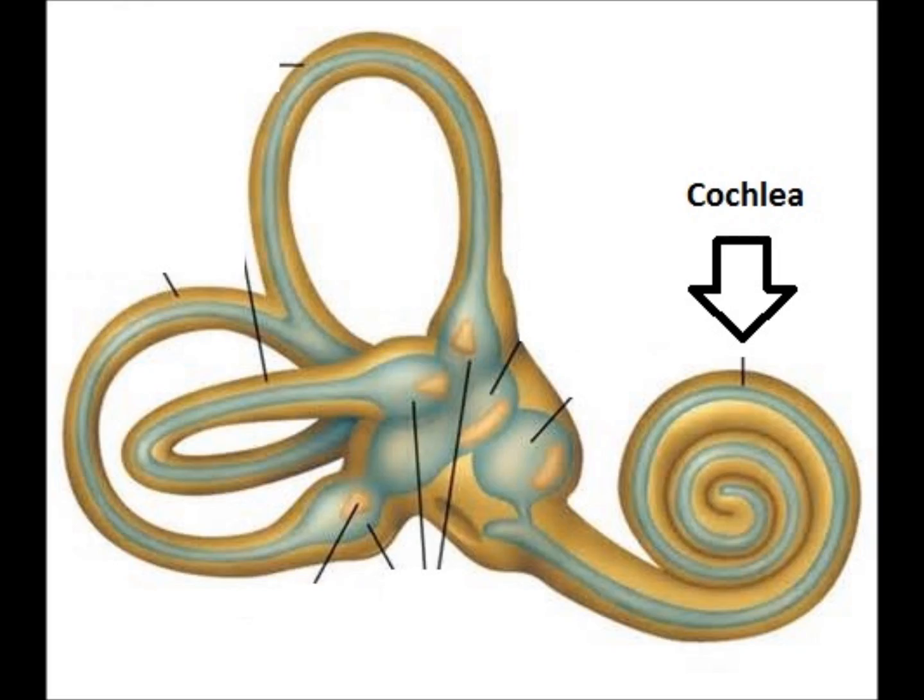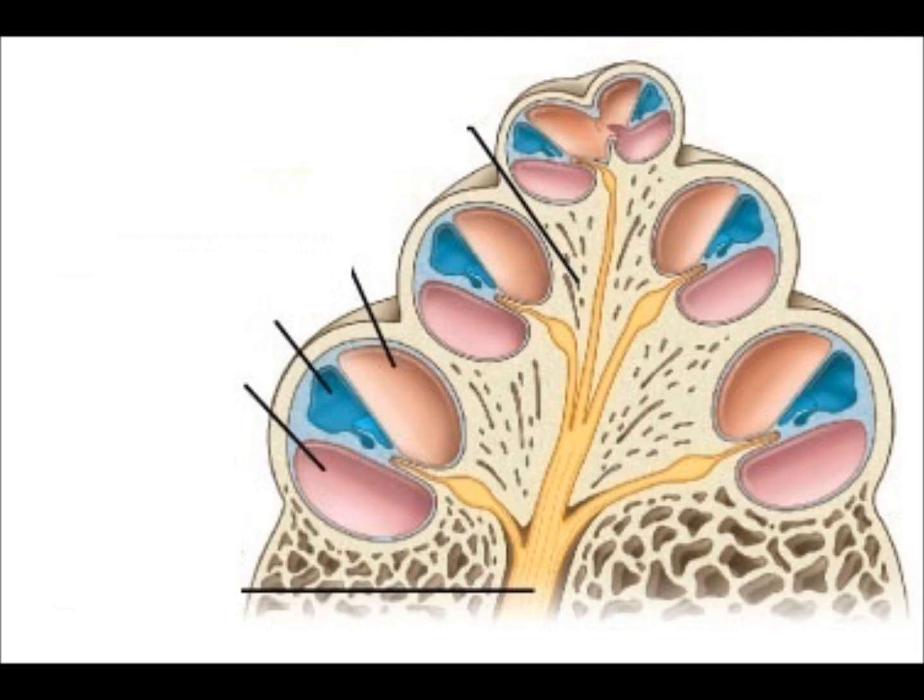Moving on to the inner ear, the oval window leads to the vestibule of the inner ear, which serves as the entrance to the cochlea. The cochlea is comprised of liquid-filled tubes that run through the petrous portion of the temporal bone.